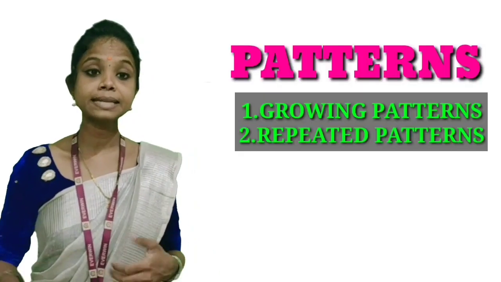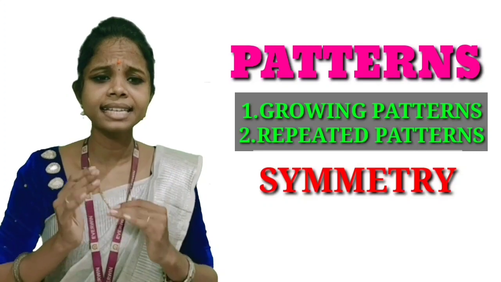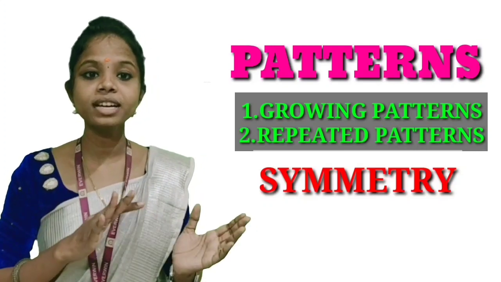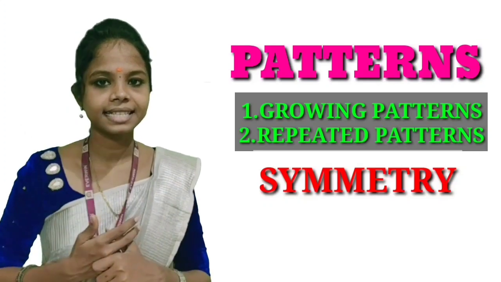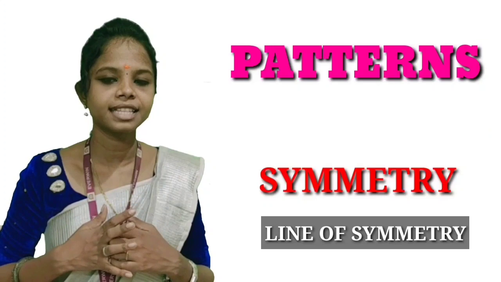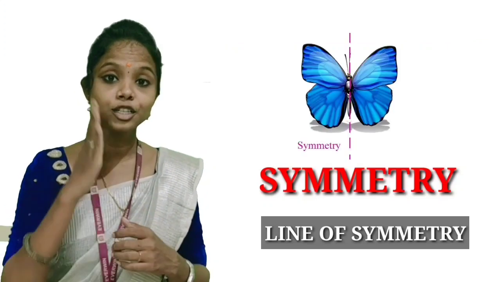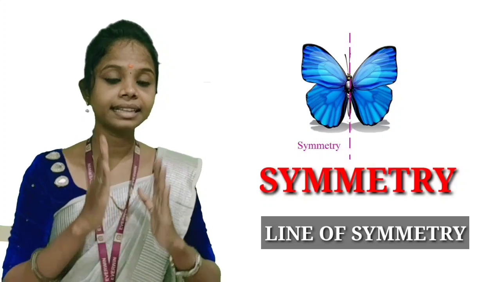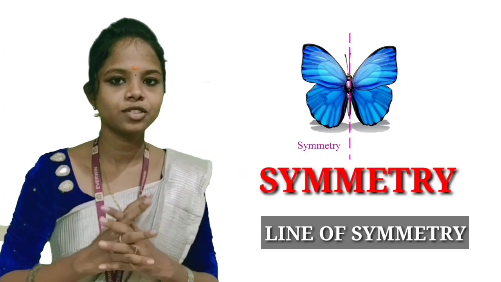Yes, okay. Next, symmetry. Symmetry means that one shape becomes exactly like another when you move it in the same way: turn, flip or slide. Yes. Then what did we learn? We learned about the lines of symmetry. What does line of symmetry mean? If it is a butterfly, yes, if we draw a line in the middle, we get the exact two halves. So this is called the line of symmetry.